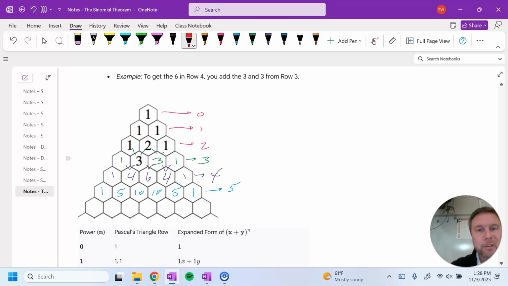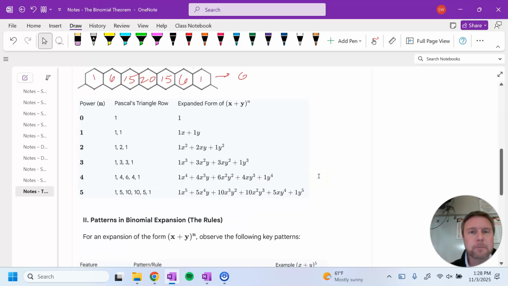How about row number 6? Always start and end with the same number, which is always 1. 1 plus 5 gives you a 6. 5 plus the 10 is a 15. 10 plus 10 is a 20. 10 plus 5 is a 15, and 5 plus 1 is a 6. You can keep going over and over and over again. It doesn't ever end. And there's lots of cool properties that help you out with this. But what we're talking about today is the binomial theorem.